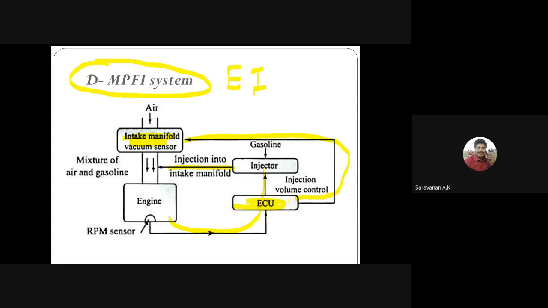The second one is the speed sensor, that is the RPM sensor. The speed sensor sends the information about the engine RPM to the ECU. Then the ECU, the control unit, sends the control commands to the injector, and it regulates the amount of air fuel mixture supplied through the injector. When the injector sprays fuel into the intake manifold, the mixture enters the cylinder. So this is called the D.